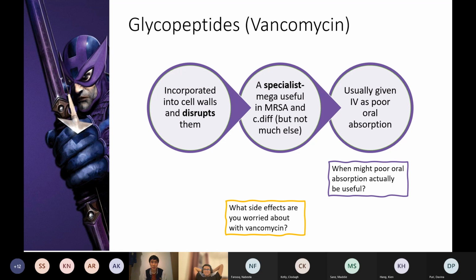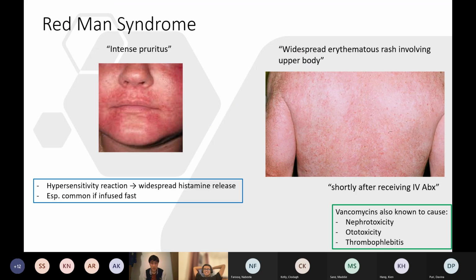Cool. Okay, there's some clues here for the rest of you who've not seen it. So, as Jordan says, it's red man syndrome. If you see pictures of this and they say they've recently been on IV antibiotics, think alarm bells, think red man syndrome, think vancomycin.